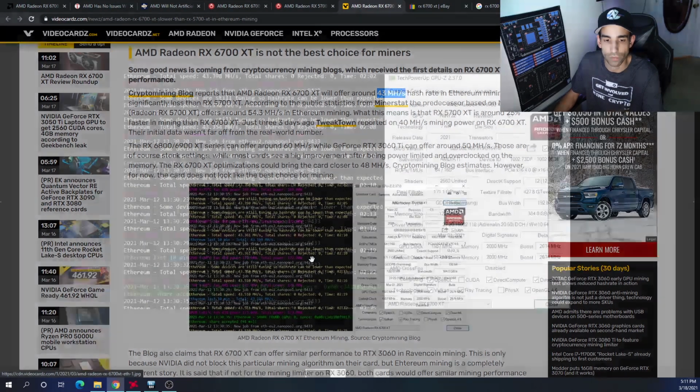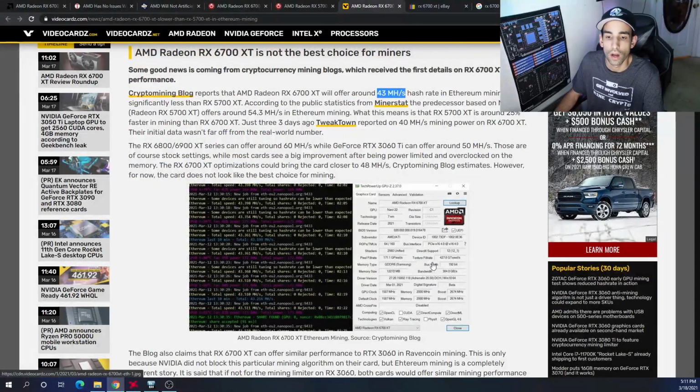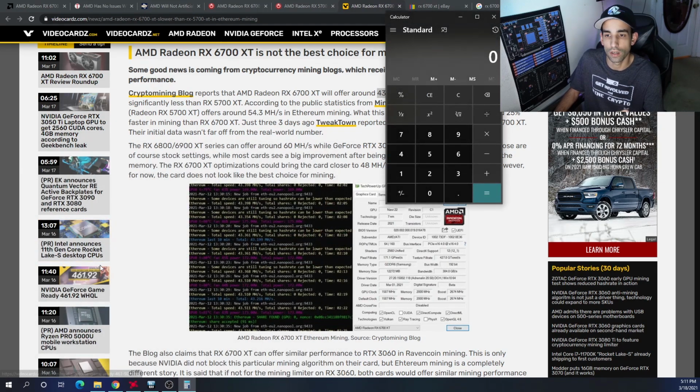Look at this performance, right? So this is 43 mega hash. Now there's no tuning or anything. The memory is stock. Maybe we could go up to 2150, just like the 6800, and get up to let's say 48 mega hash. If we did some tuning, that wattage is really high, 172. Maybe we could get it down to like 120, 135, somewhere in there. It still wouldn't be as great a card.